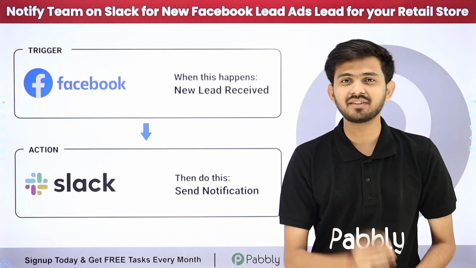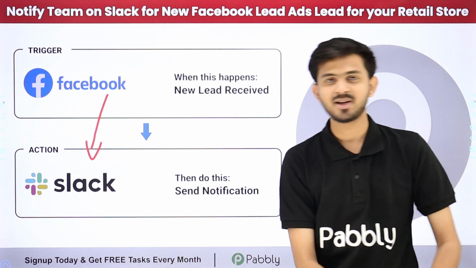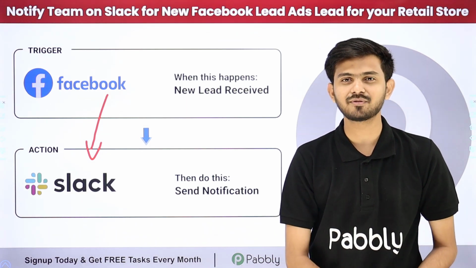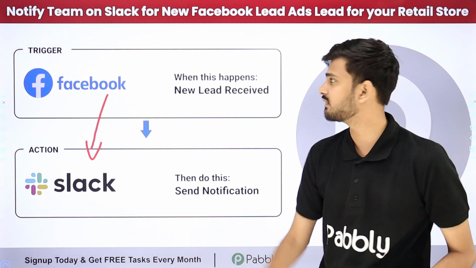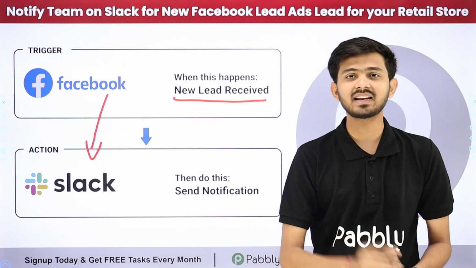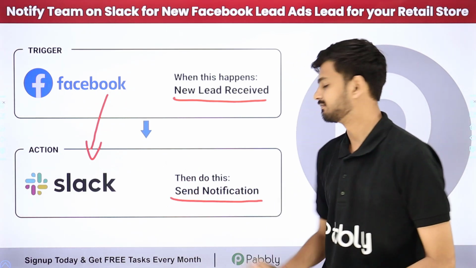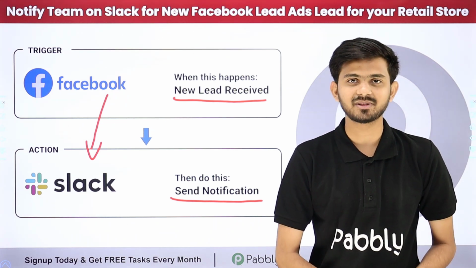So for my objective, I need to build a connection between Facebook lead ads and Slack. For building this connection, I'm going to use Pabbly Connect, which is an amazing software for automation and integration. Now with Pabbly Connect, whenever I receive a new lead for my retail store from Facebook lead ads, I'm going to automatically send a notification message on Slack for my new lead. So how am I going to build this connection? For that, let me take you to my computer screen.